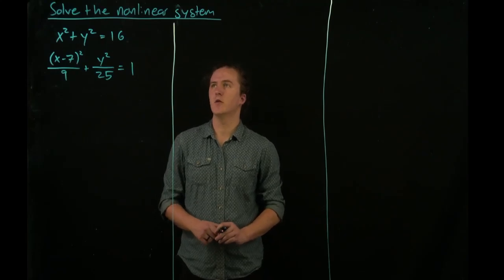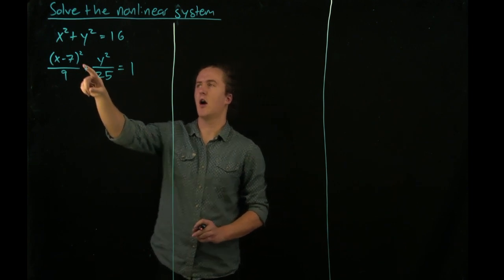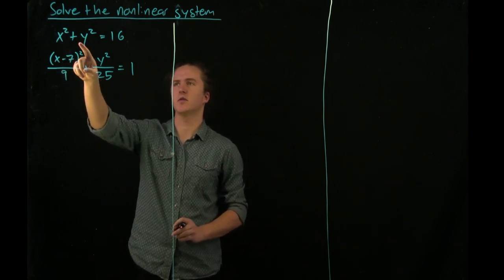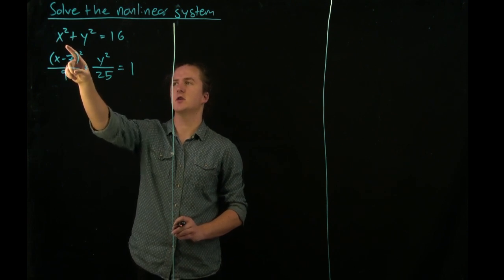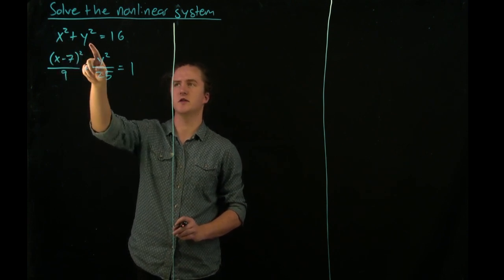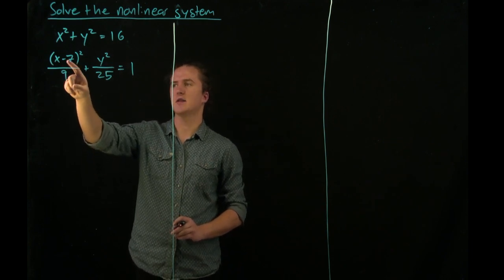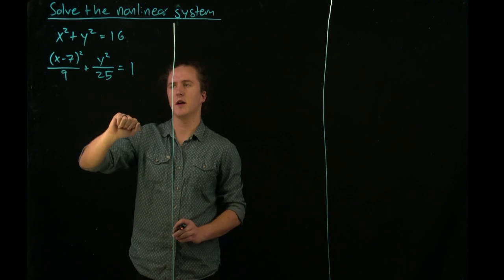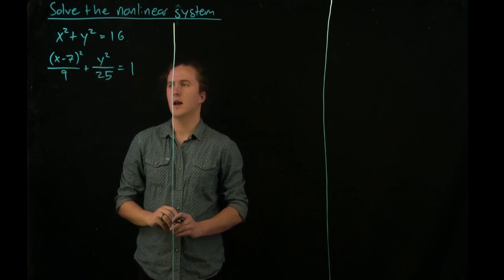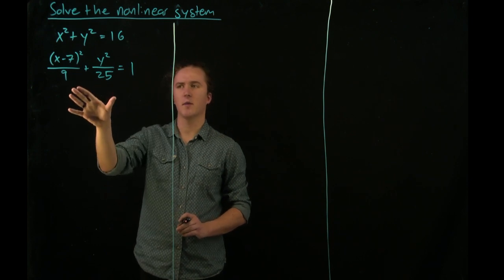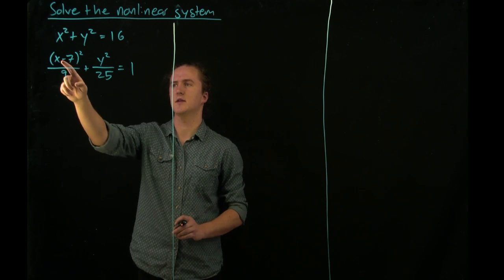Hello. Today we will want to solve the following nonlinear system of equations. Our first equation is given by x squared plus y squared is equal to 16. You should recognize this as the equation of a circle centered at the point (0, 0) with radius 4. Our second equation is given by (x minus 7) squared divided by 9 plus y squared divided by 25 equals 1. And if you don't recognize this, we'll talk a little bit more about it in chapter 10, but this is the equation of an ellipse centered at the point (7, 0).